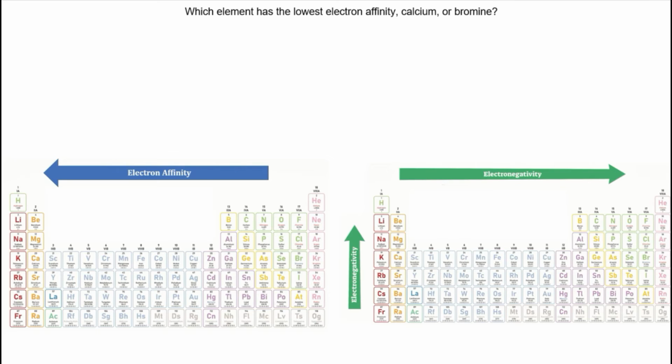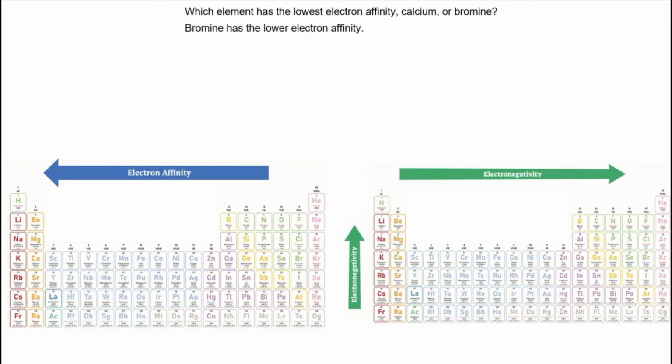So first, let's find these two elements. Here is calcium, here is bromine. We know that electron affinity increases as we move to the left, so bromine will have the lowest electron affinity. That means it is very easy to add an electron to bromine.